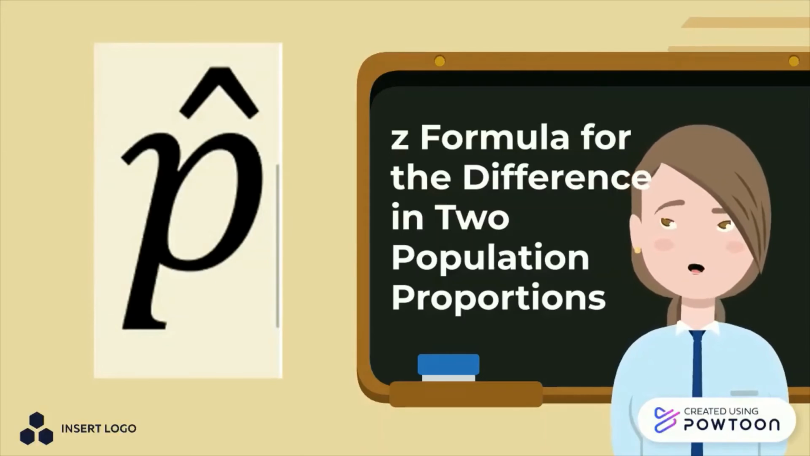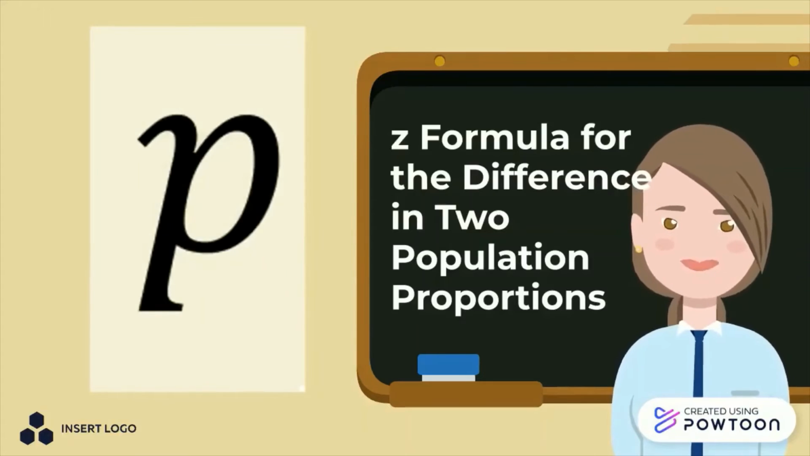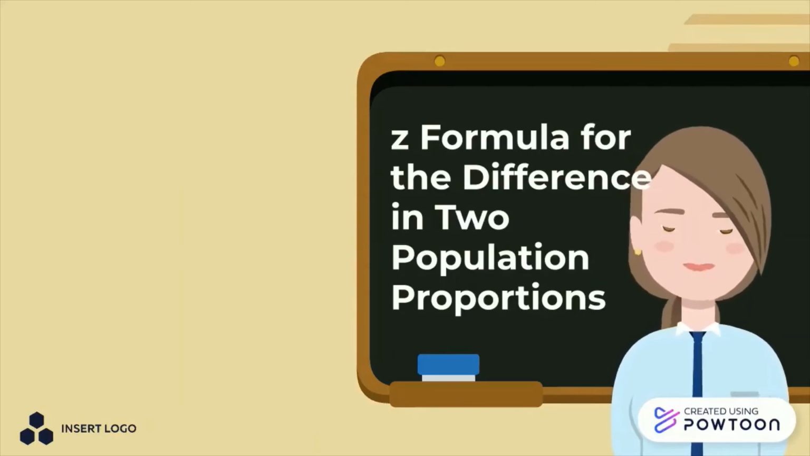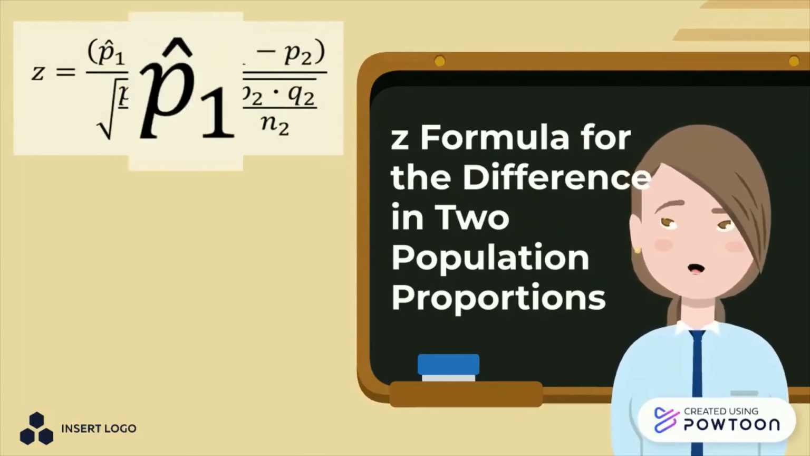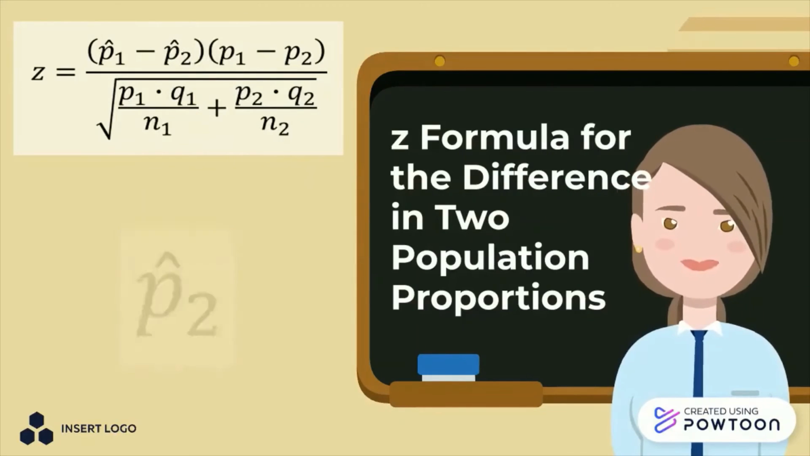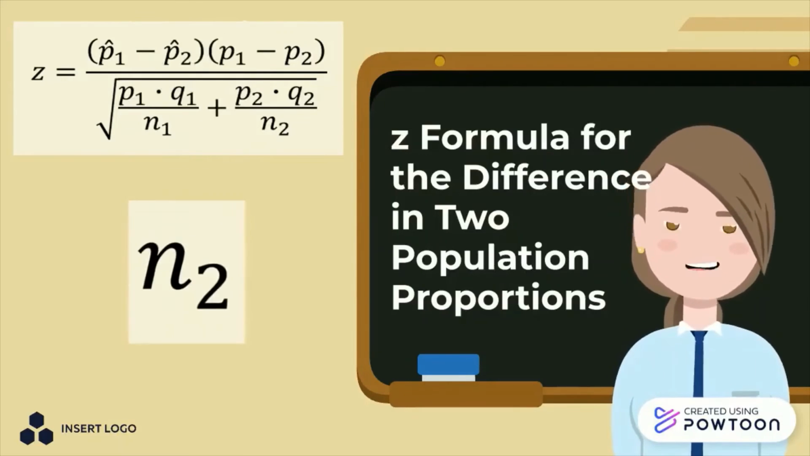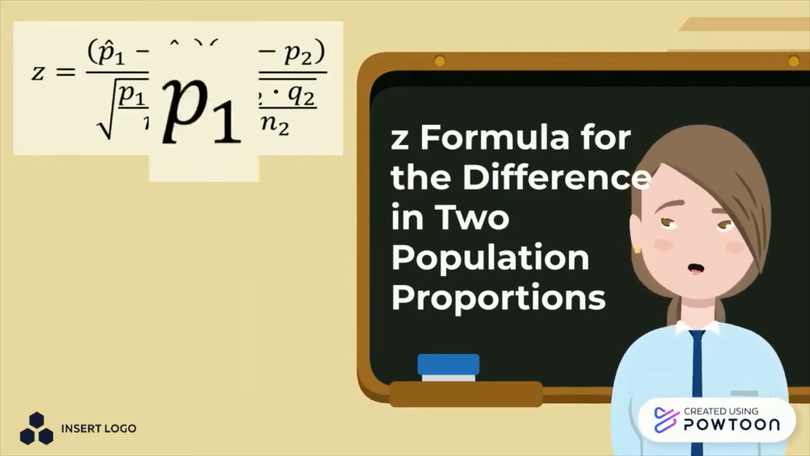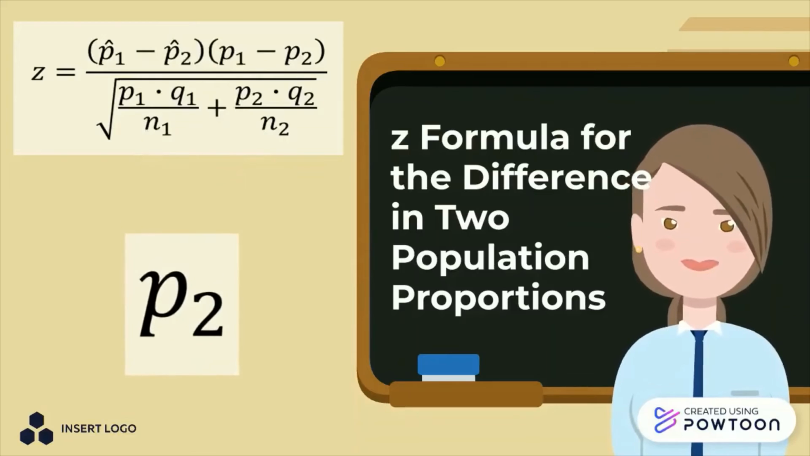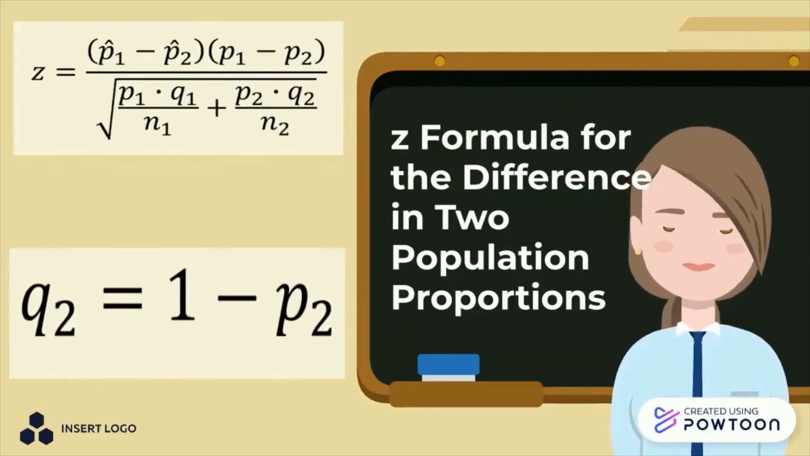This symbol is a sample proportion. This is the sample size. This is the p-value or the probability of success. And this is the probability of failure. Therefore, in this formula, sample proportion 1 is the proportion from sample 1. Sample proportion 2 is the proportion from sample 2. Sample size 1 is the size of sample 1. Sample size 2 is the size of sample 2. P-value 1 is the proportion from population 1. P-value 2 is the proportion from population 2. And this is the probability of failure 1, and this is the probability of failure 2.